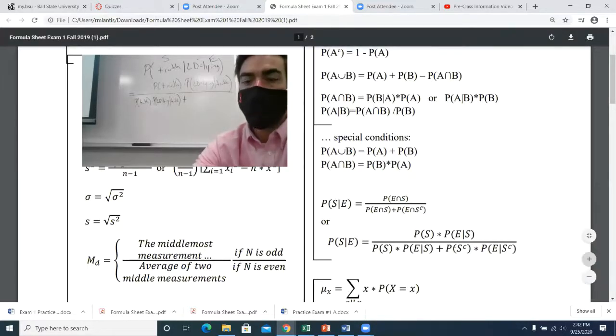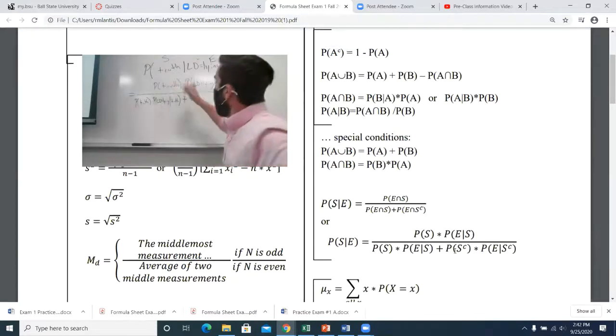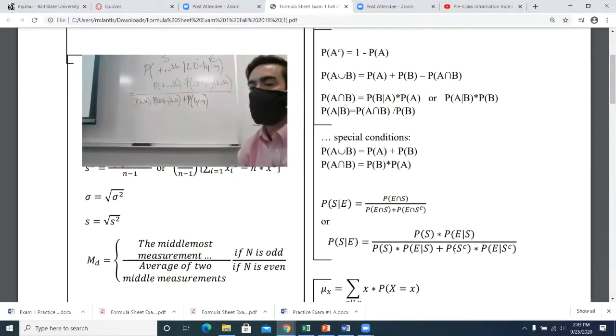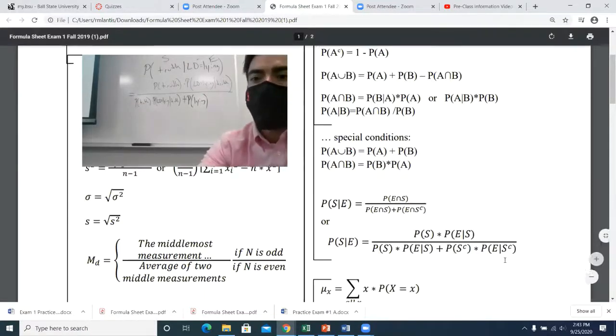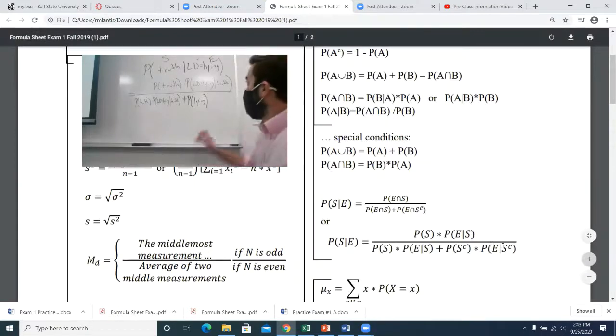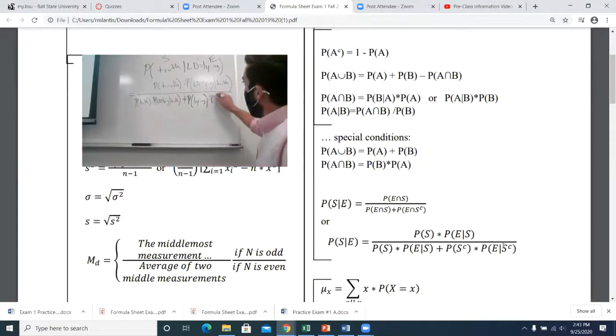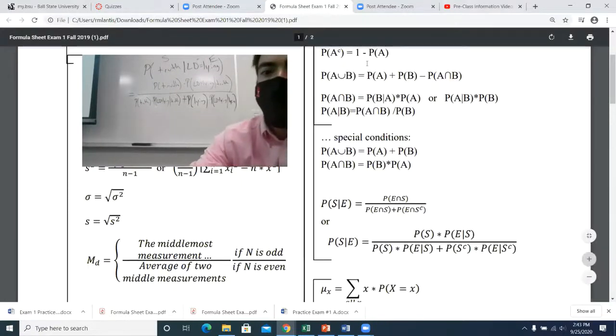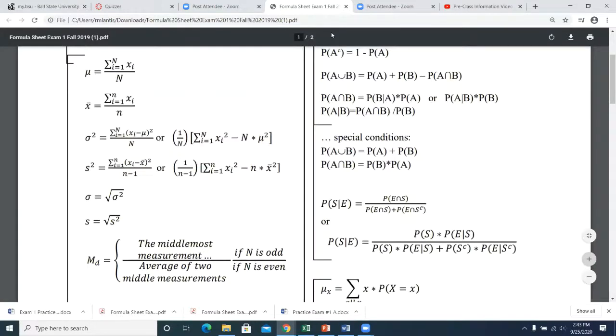The second part of that denominator is the probability of S complement. Well, if our S is that they're telling the truth, our S complement would just be that they're lying, right? And then multiplied by the probability of E given S complement. E was that the lie detector test said they're lying. Given S complement, that they were lying, right? So I now have this equation written out in the context of my example.